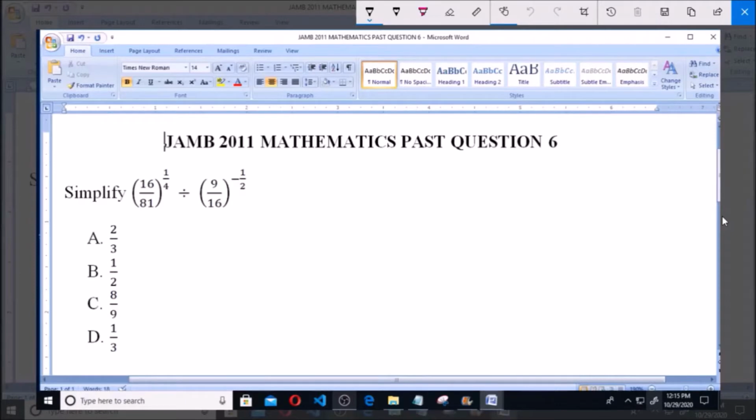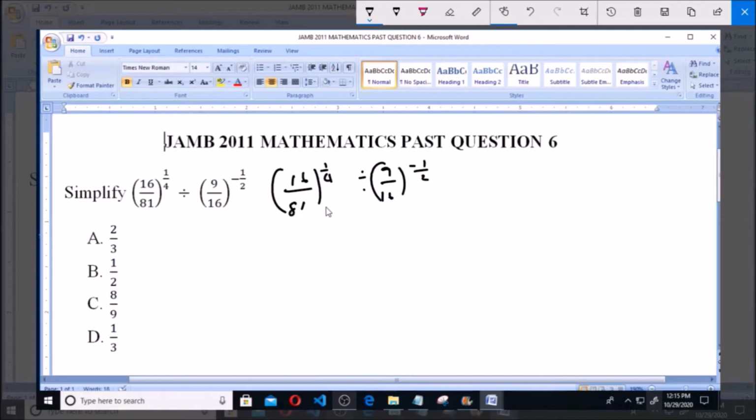I will be answering JAMB 2011 Mathematics Past Question 6. Simplify 16 all over 81 raised to the power of 1 over 4, divided by 9 over 16 raised to the power of minus 1 over 2. Now we have 16 over 81 raised to the power of 1 over 4, divided by 9 all over 16 raised to the power of minus 1 all over 2.